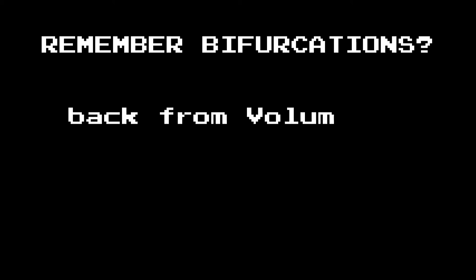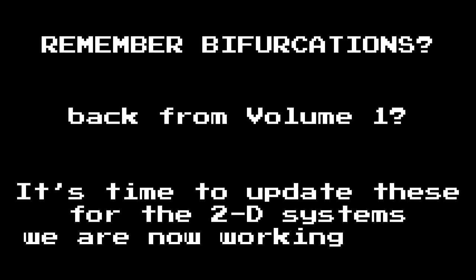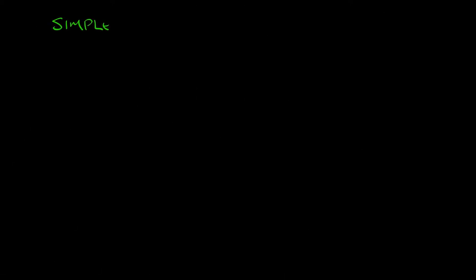Do you remember what we learned back in Volume 1 on bifurcations? It's now time to recall that and update our information on that for the 2D systems that we're going to be working with. You might worry that things get really difficult when you move up a dimension, but when it comes to bifurcations, things are not so bad.